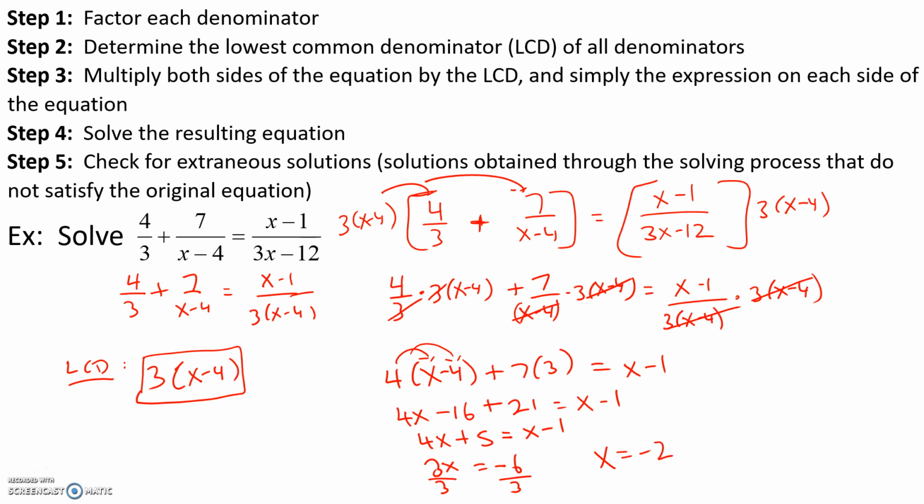Okay, now once we get x equals negative 2, we still have to make sure it's not extraneous. An extraneous solution leads to a 0 denominator. So let's plug it in. Negative 2 minus 4, the first denominator will be negative 6 if x was negative 2. The second denominator, 3 times negative 2 is negative 6. Negative 6 minus 12 is negative 18. X equals negative 2 does not give us a 0 denominator, which means this is the correct answer.